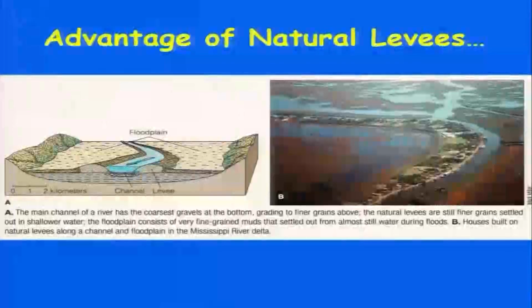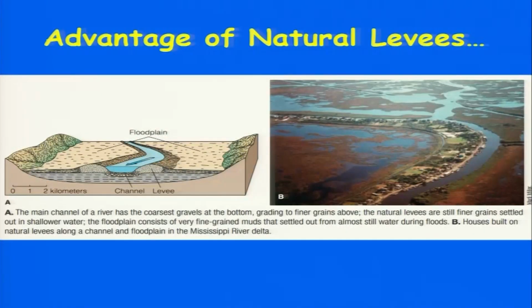Now, advantage of natural levees, of course, as we have discussed, is that we will be able to utilize the fertile land, that is the floodplains. And if you see this photograph, it shows that there is a construction of a levee, and this whole patch has been used for the urban development. So, houses are built on natural levee along a channel and floodplain; this is from the Mississippi River.